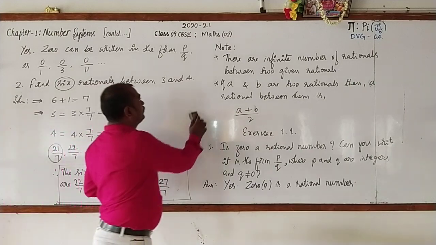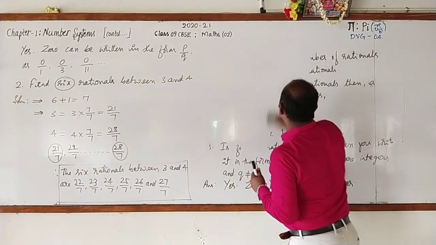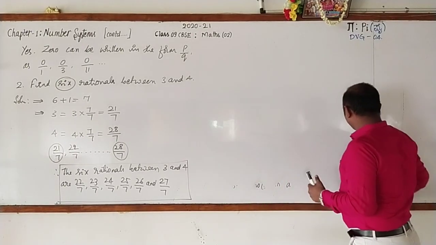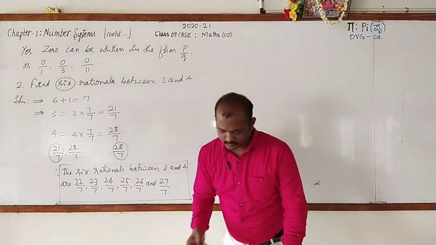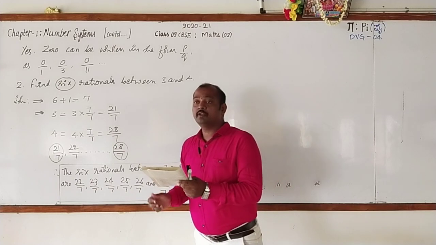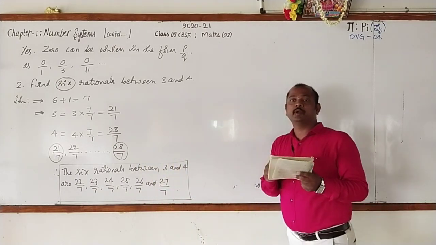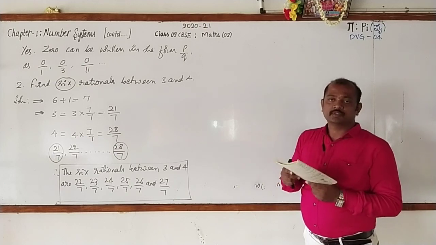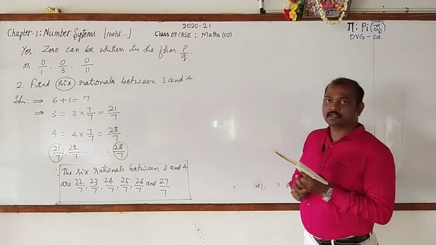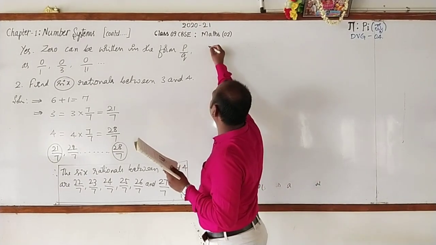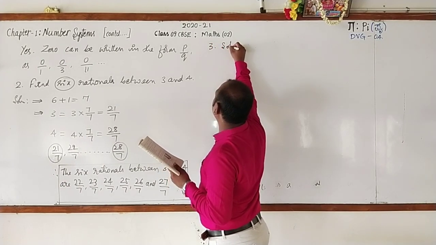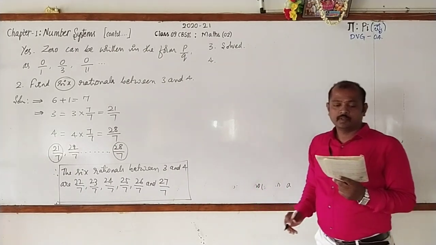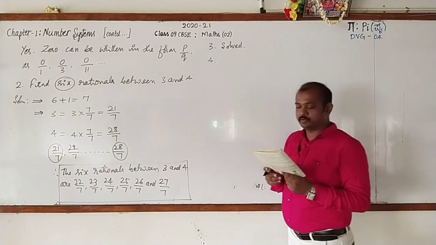Now, I'll go for next question. The next question is, find 5 rationals between 3 by 5 and 4 by 5. So this problem was already solved in yesterday's class. Hence, I go for writing it as solved. Now, let's move on to fourth one.